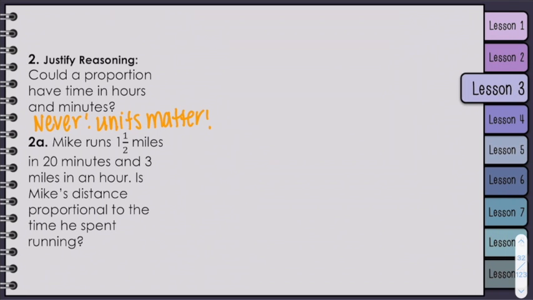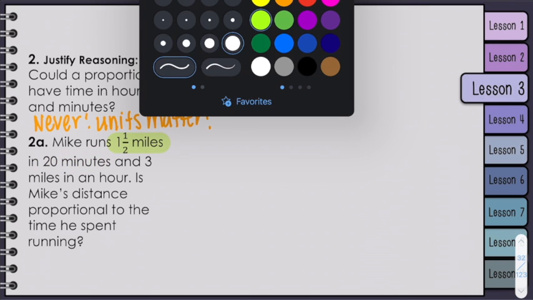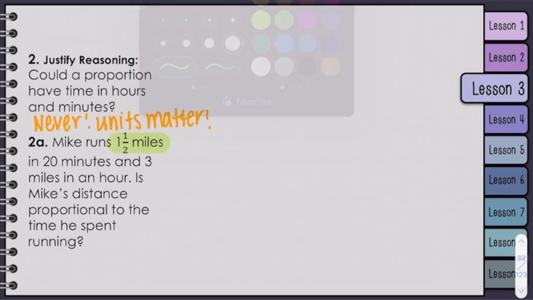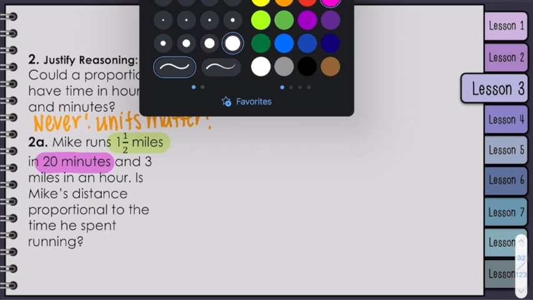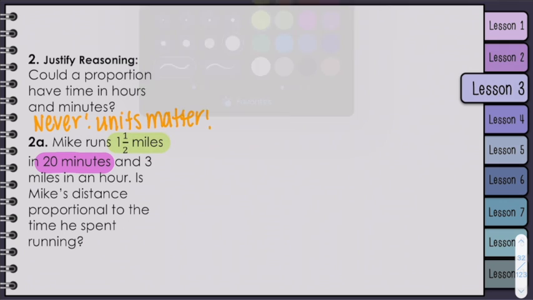Okay, so let's try to solve the second part. Mike runs 1.5 miles in 20 minutes. You know what, I'm going to do that in a different color. So you have 20 minutes and 3 miles in an hour. Is Mike's distance proportional to the time he spent running? Like we mentioned in the first section, time matters. If they're giving you minutes and they're giving you hours, you have to make that consistent. We can change 1 hour into 60 minutes pretty easily.